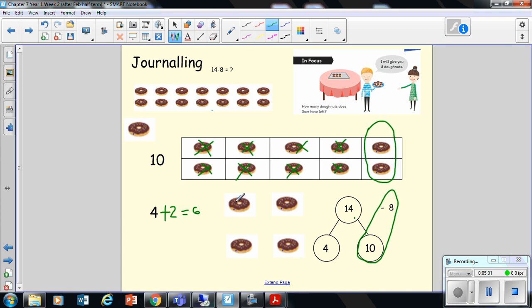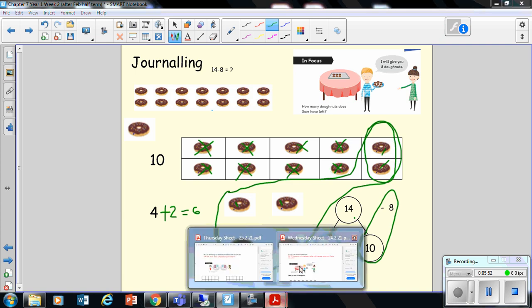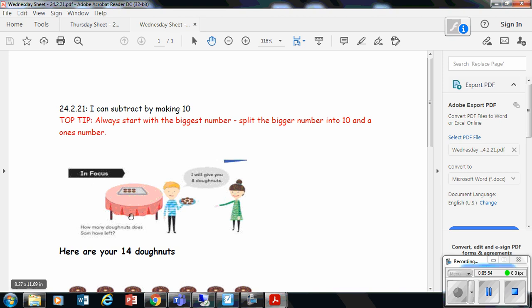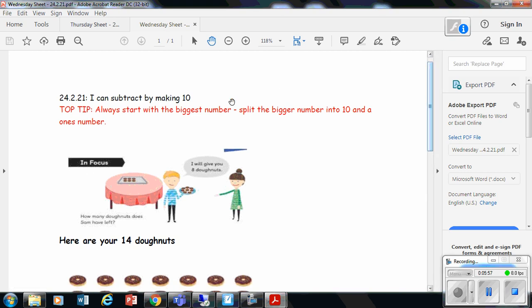So can you see my 4 donuts added to my 2 donuts make 6. So if you count them, you've got 1, 2, 3, 4, 5, 6. Hopefully that makes sense. So in your journals today, you've got your 14 donuts, and your top tip in subtraction is to start with the biggest number, split the bigger number into 10 and a ones number.